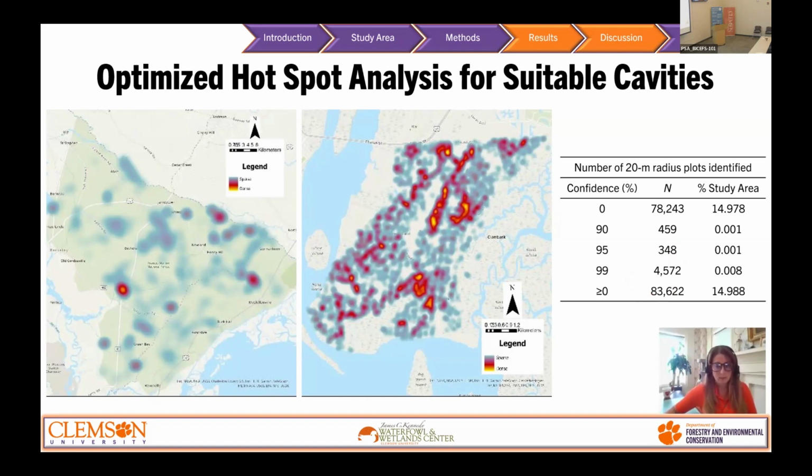And by using this analysis, I was able to take my combined sample area at both of my sites and decrease it by over 85%. So in the future, I would only be able to look at areas that were likely to have suitable cavities.